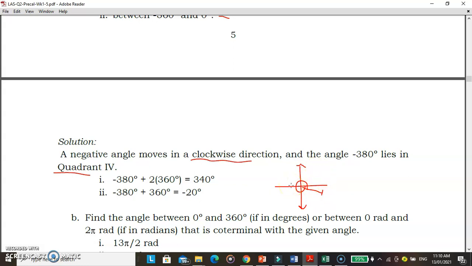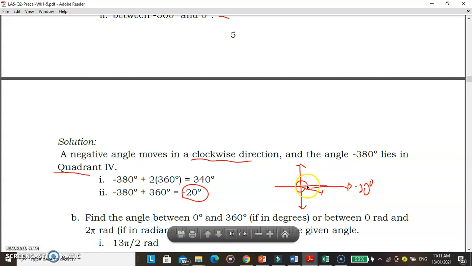So since it is negative, ato lang siyang iplasan og 360 degrees. So we obtained negative 20 degrees as its coterminal angle. So mao ni siya ang atong negative 20 degrees. Okay, while the other side, gipangita nato ang iyang positive nga coterminal angle just by looking at here.